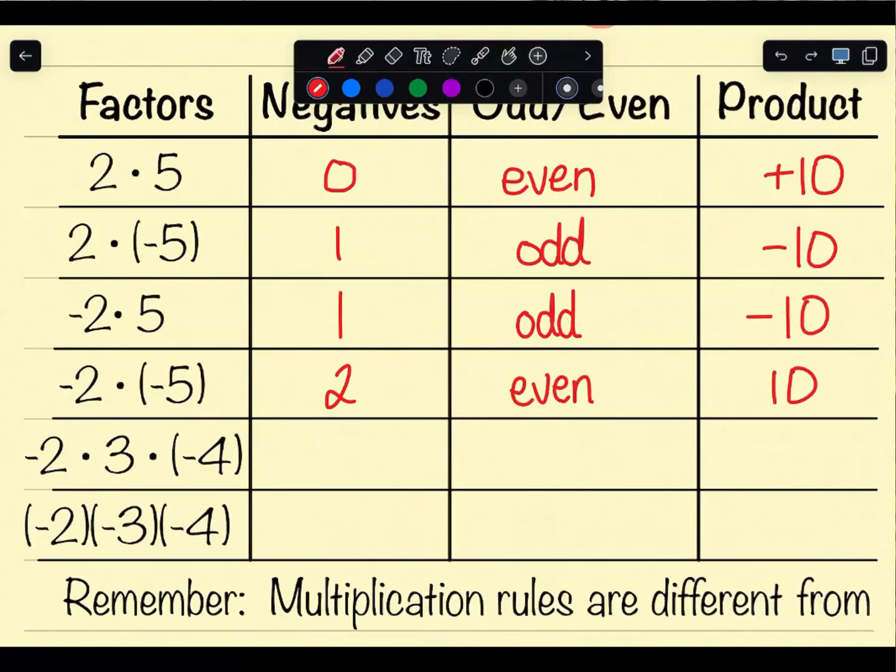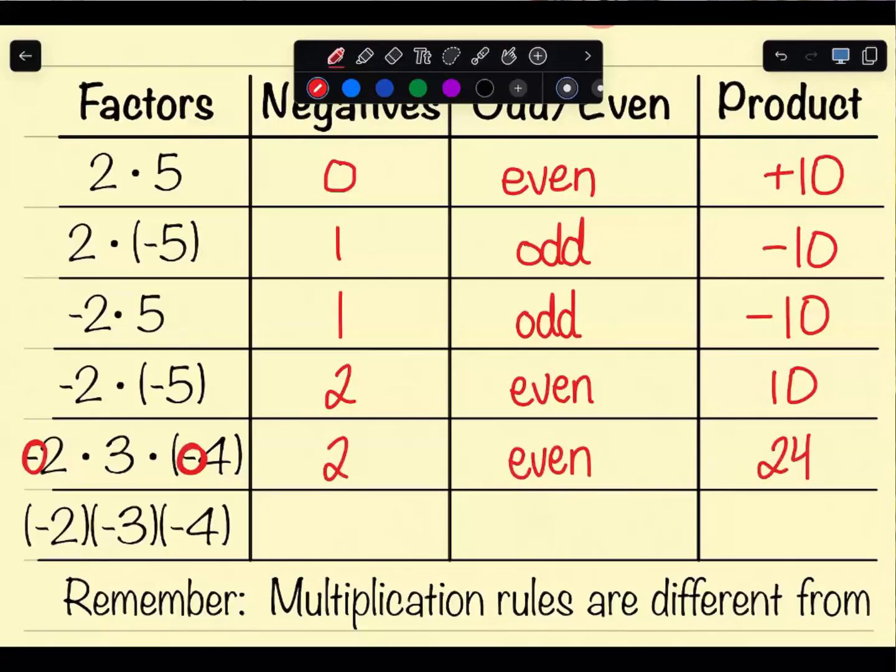Okay. This next one, now we have a 2 times a 3 times a 4. Two of those numbers are negative, which is even. Two of those numbers are negative, so they'll pair up and make a positive. And if I do the math now that I know my answer is positive, 2 times 3 is 6, and 6 times 4 is 24. That would give us positive 24.